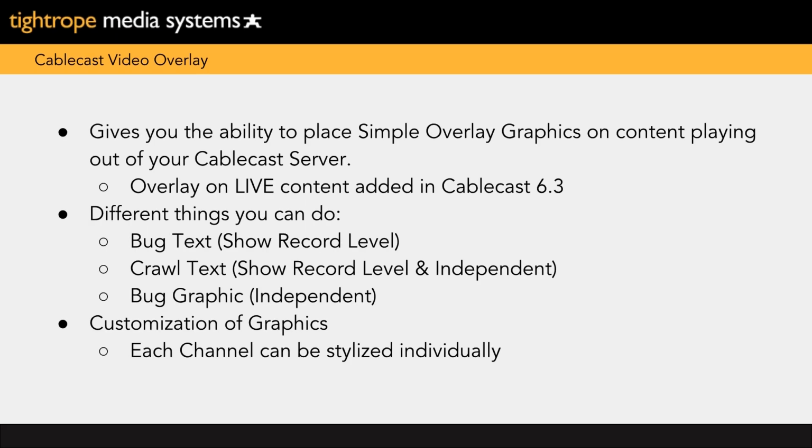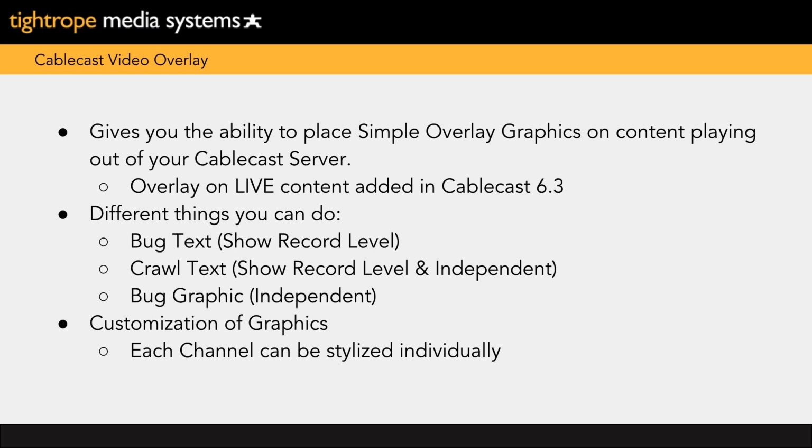So to start off, what is the Cablecast video overlay functionality? Basically it gives you the ability to play simple overlay graphics on content playing out of your Cablecast server. We did recently, in Cablecast 6.3, which was released not very long ago, add the feature of being able to do overlay graphics for live content as well. So pre 6.3, you only had the ability to do overlay graphics, your bugs, bug text, crawl text, things like that, over content that was playing out of the server, so only video replay stuff.